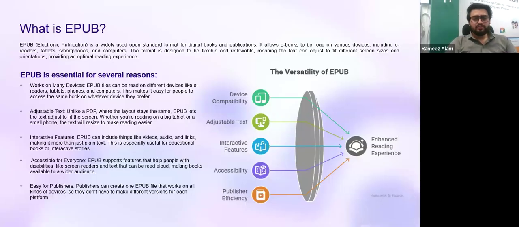It is accessible for everyone. EPUB supports features that help people with disabilities, like screen readers and text that can be read aloud, making ebooks available to a wider audience. It is easy to publish. Publishers can create one EPUB file that works on all kinds of devices, so they don't have to make different versions for each platform.